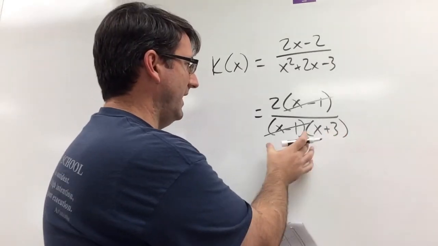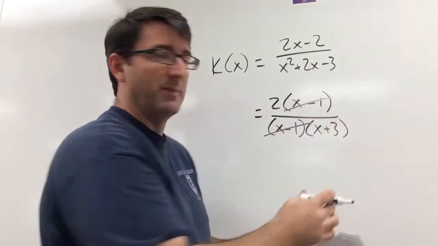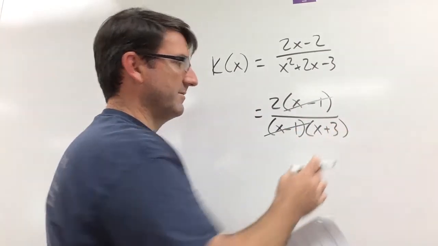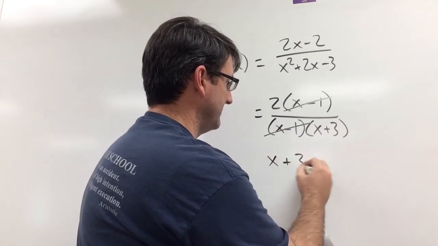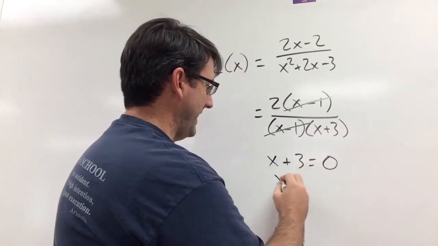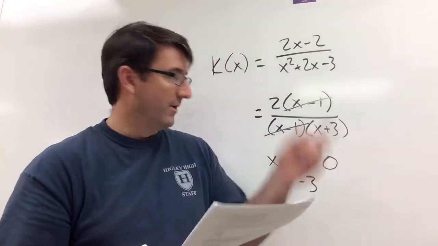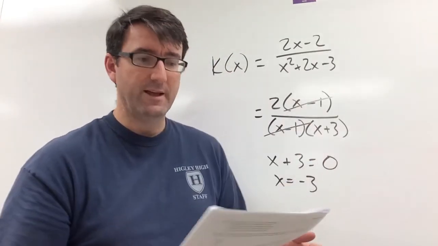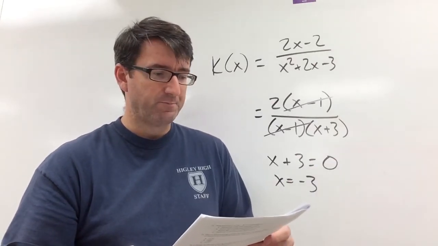In order for us to be dividing by 0 here, x plus 3 would have to equal 0. So we set that equal to 0: x plus 3 equals 0, so x equals negative 3. And that's going to be our vertical asymptote, x equals negative 3. So we have A for number 19.